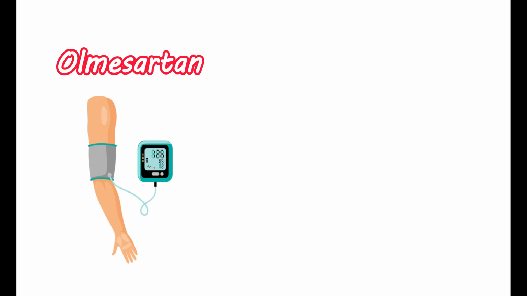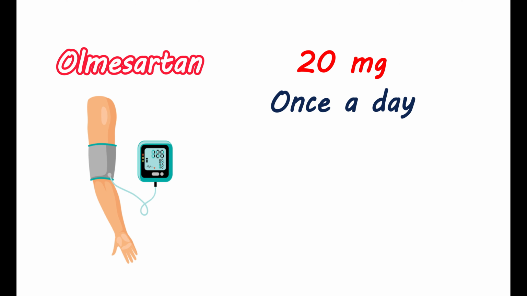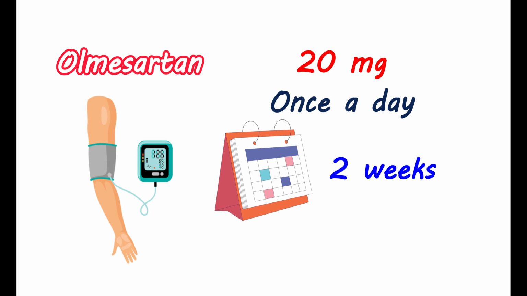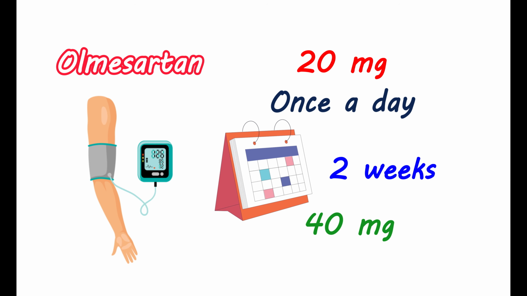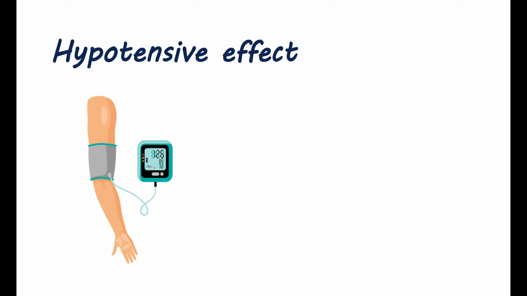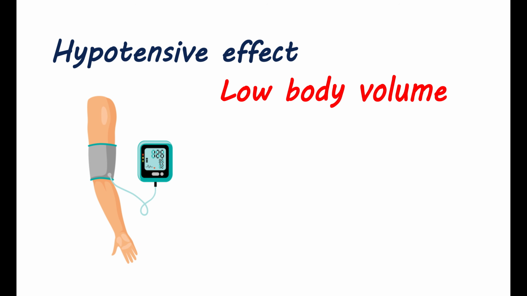For treating hypertension, olmesartan can be started at a typical dose of 20 mg, given once a day. However, after 2 weeks, based on the clinical response, the dose may be increased to 40 mg per day. Olmesartan may produce significant hypotension at higher doses. Therefore, it should always be started at a low dose initially. The hypotensive effect may be observed at normal doses if you have low body volume or if you're using diuretics.